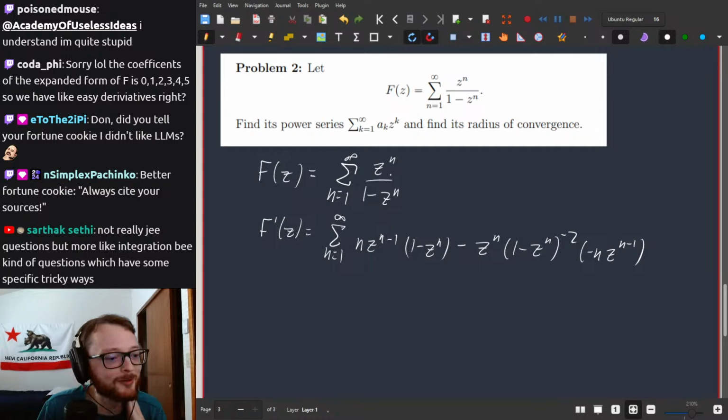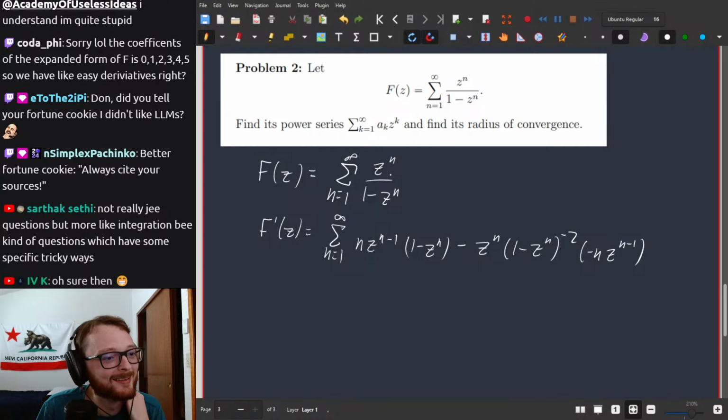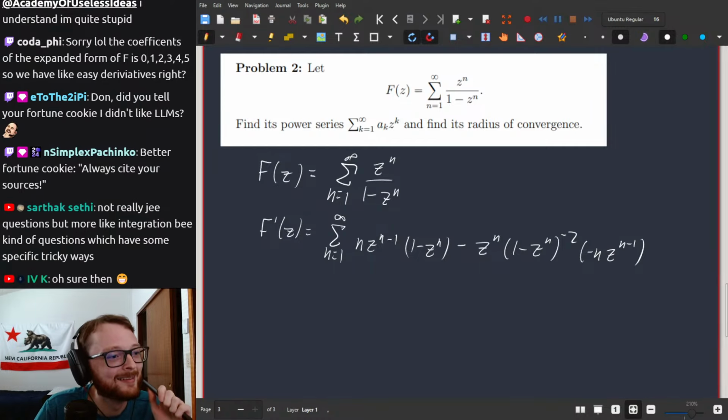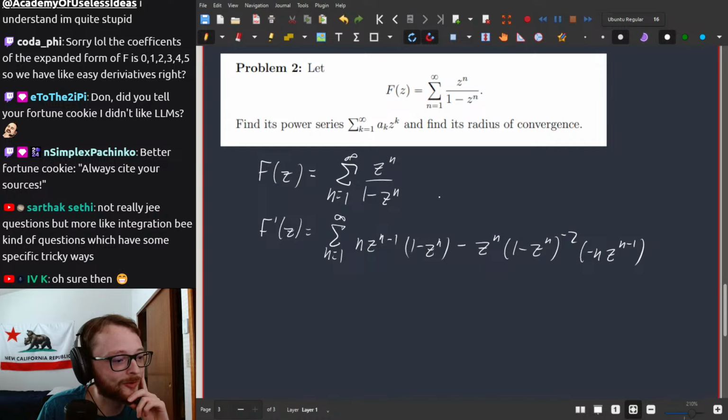Did you tell your fortune cookie I didn't like LLMs? Oh, I guess I didn't. I didn't understand Poison Mouse's idea. I read it, but it's hard to follow multiple people's ideas at the same time here. Oh, integration B. I'm sorry, Sarthak. I cannot do integration B either.